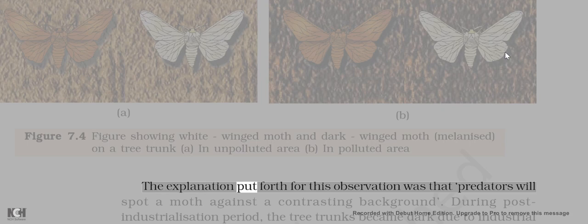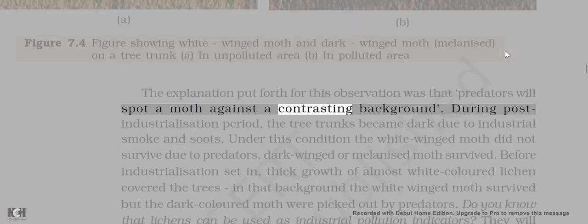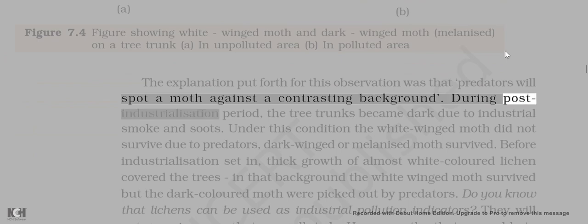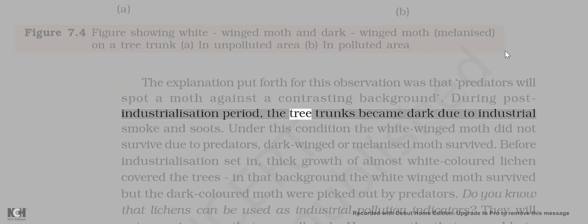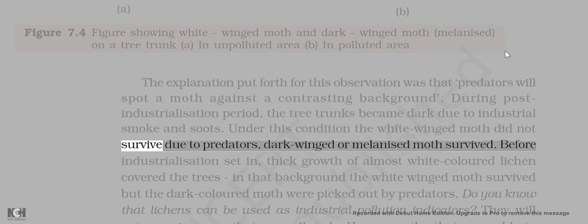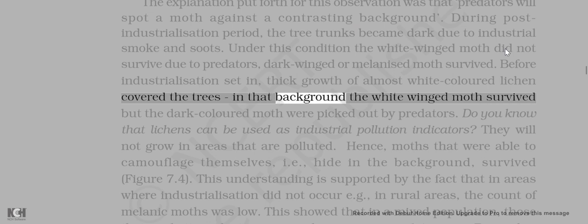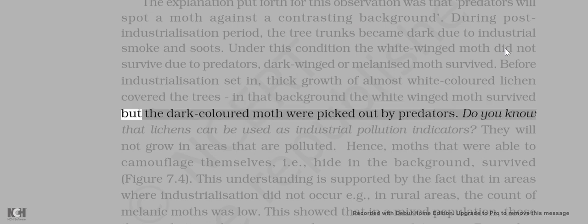The explanation put forth for this observation was that predators will spot a moth against a contrasting background. During post-industrialization period, the tree trunks became dark due to industrial smoke and soots. Under this condition, the white-winged moth did not survive due to predators, dark-winged or melanised moth survived. Before industrialization set in, thick growth of almost white-colored lichen covered the trees. In that background, the white-winged moth survived, but the dark-colored moth were picked out by predators.